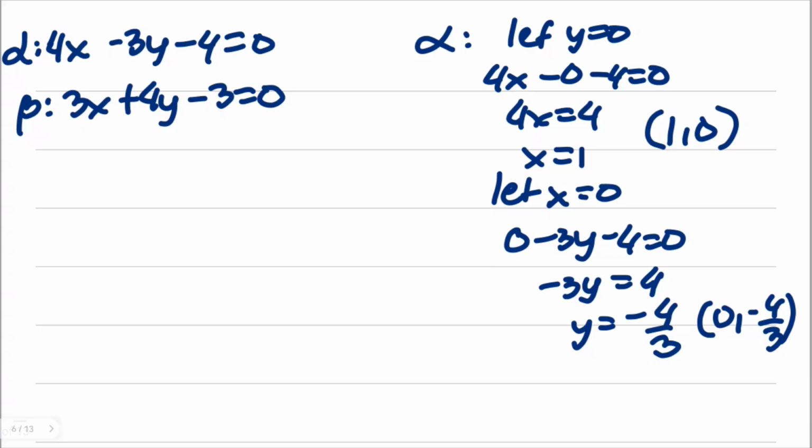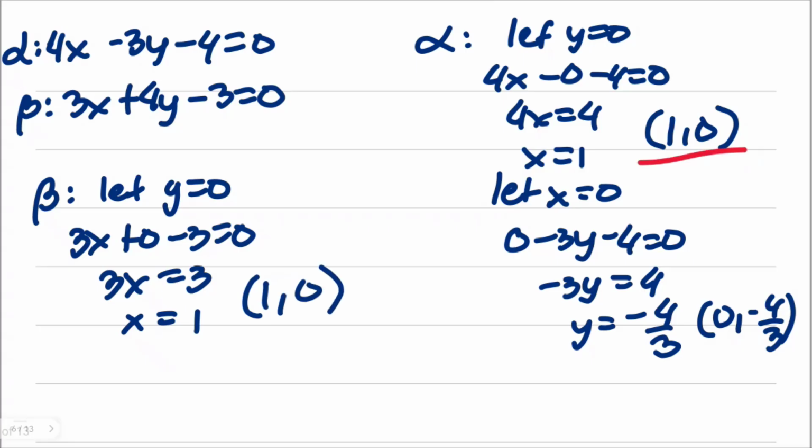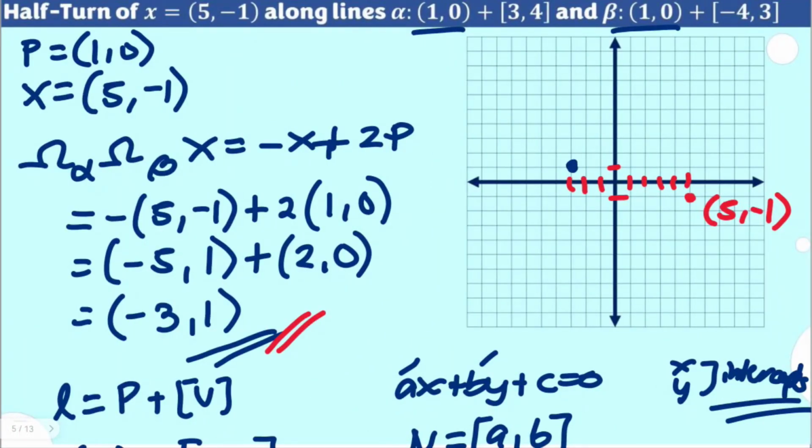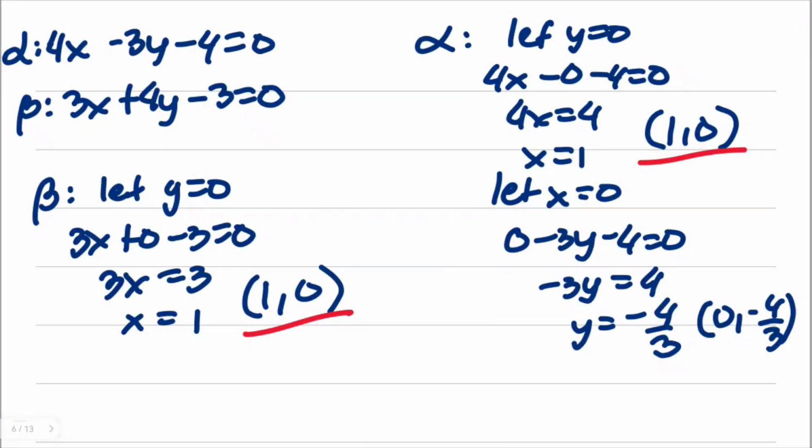That's for our alpha. For our beta, let y be equal to 0. So you will have 3x plus 0 minus 3 is equal to 0. 3x is 3. So x is 1. So 1 and 0 as well. You can see we have here a common point for the two of them. And that corresponds again to their point of intersection, our P that we used earlier. So everything is now being cleared.